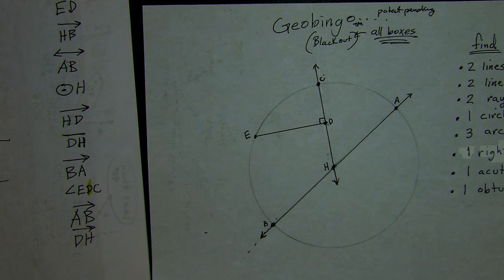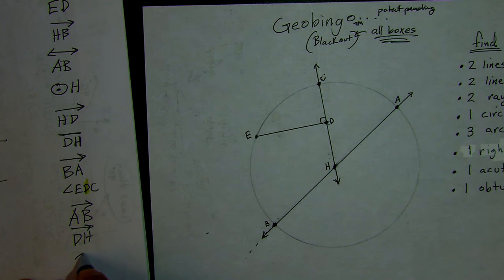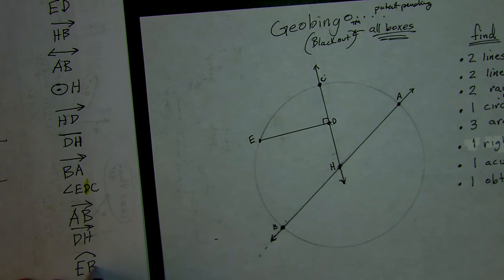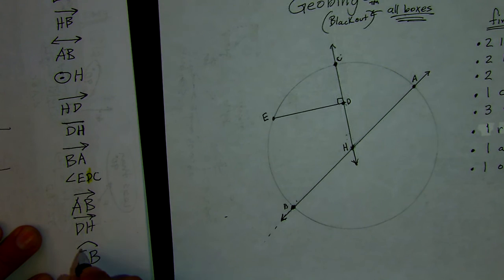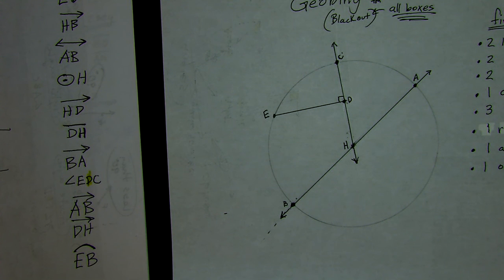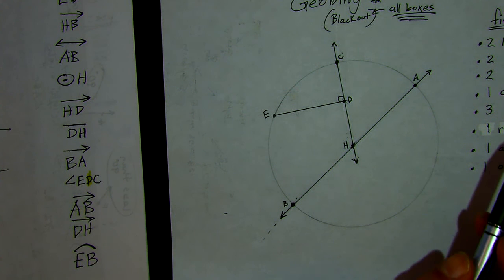The next one is arc. We haven't even had an arc yet. It's the first arc. Arc, EB. Arc, remember it has that little curve, so it's talking about going around the circle. I know, DH appeared in 3 different ways. That is true. Wow. Okay, so what do we have here?